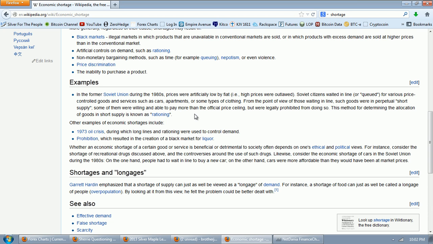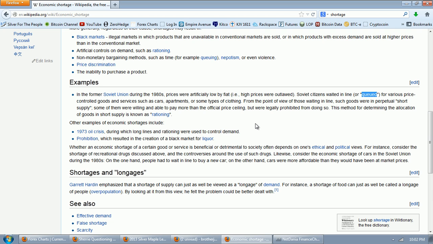In the former Soviet Union during the 1980s, prices were artificially low by fiat, i.e., high prices were outlawed. Soviet citizens waited in line or queued for various price-controlled goods and services such as cars, apartments, or some types of clothing.